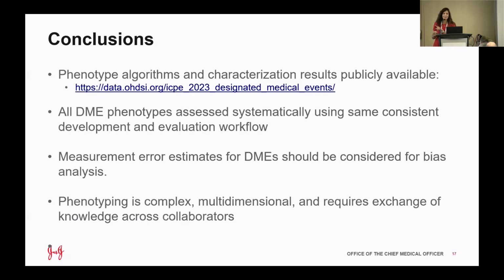All those phenotypes are available on this Shiny app that you can all have access to. The link is on the abstract. It's on the slides that you have access to, and you can look at them, take the code list, use them as you like. And I will just remind everybody that phenotypes in observational data are complex, multidimensional, and require really an exchange of knowledge across multiple disciplines.